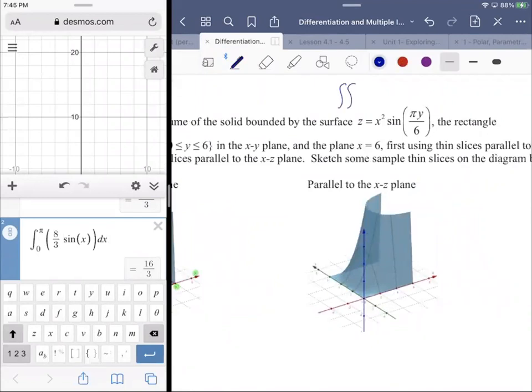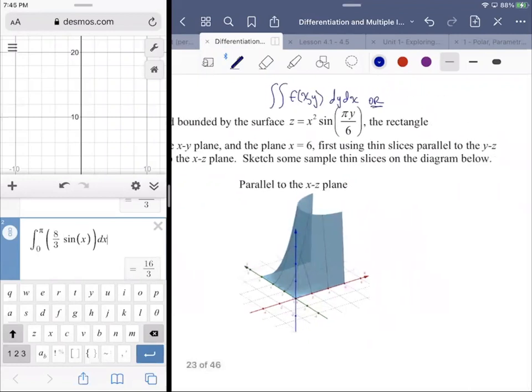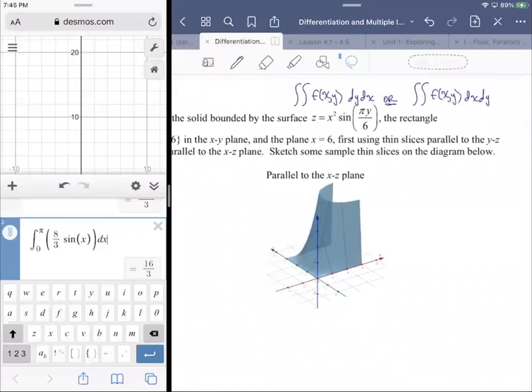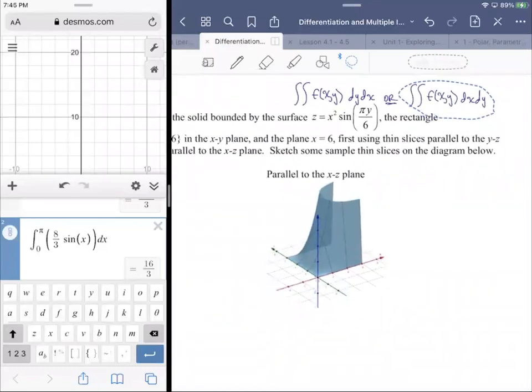We could say z, or we could say f of x comma y, dy dx. Or we could say the same thing, dx dy, knowing that z is a function of x, y. So that's what we're looking for.